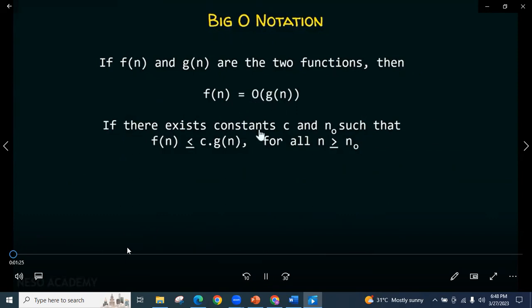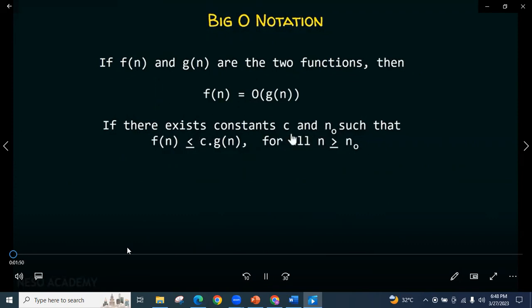If there exist constants c and n naught such that f(n) is less than or equal to c dot g(n) for all n greater than or equal to n naught. It says that we have two functions f(n) and g(n). We are basically comparing these two functions. We can say that f(n) is equal to big O of g(n) if and only if there exist constants c and n naught.